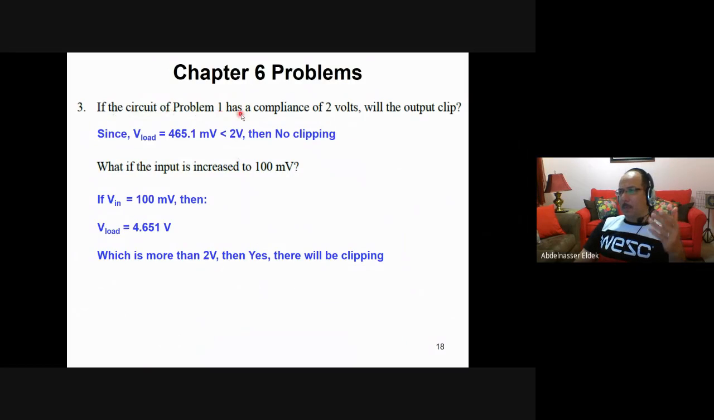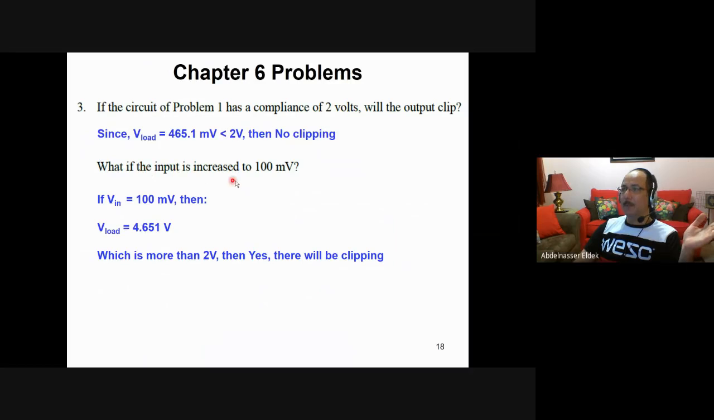If the circuit of problem 1 has a compliance of 2 volt, okay, so this is a compliance, this is the allowable range. Will the output be clipped? Let us see here. What is the load? V load in this case is 465 millivolt. So actually it is less than half a volt. Then it is less than the compliance. The compliance is 2. Okay, so if the output is 0.5, that's fine. So in this case, there's no clipping.